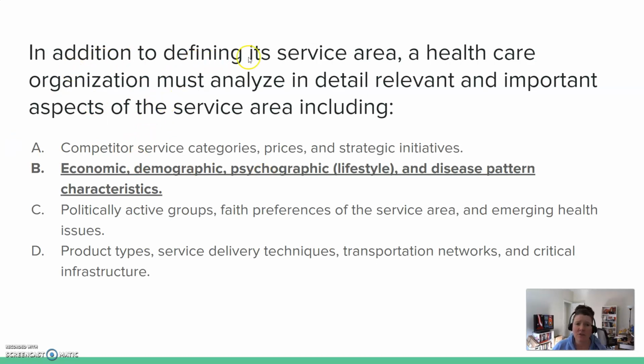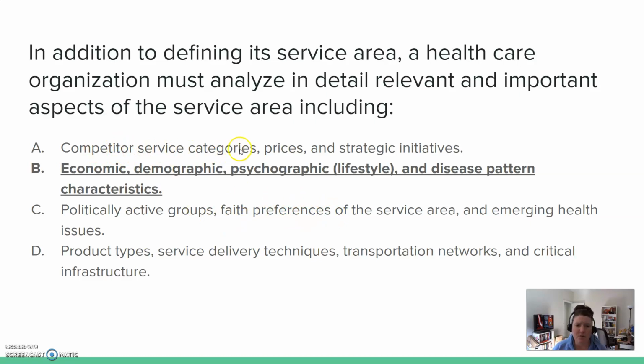Next question. In addition to defining its service area, a healthcare organization must analyze in detail relevant and important aspects of the service area. So our answer here is B. So we need to be looking at economic, demographic, psychographic, and disease pattern characteristics. The other answers, like at the bottom, product types, service delivery techniques, probably less important to examining the service area, might be important in our overall external analysis. Politically active group, faith preferences, generally not all that applicable, unless you are, of course, a faith-based organization. Faith preferences might be helpful, but generally that's not accurate.